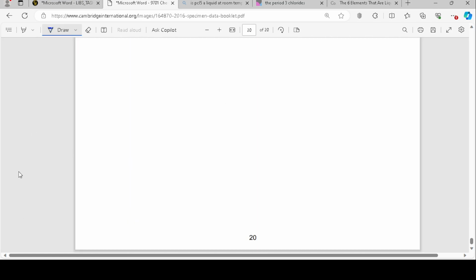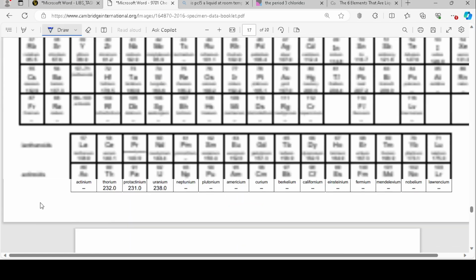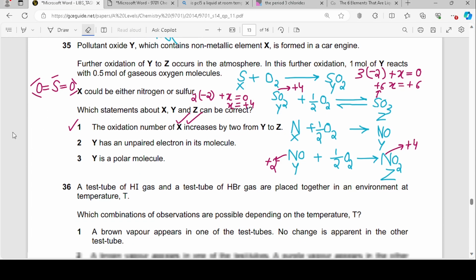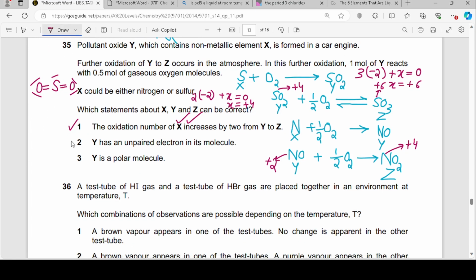Yeah, it is in period 3, sorry, period 3. So therefore it is allowed to have an expanded octet, right? And yeah, so that is true in the case of sulfur. As for the case of nitrogen, in nitrogen's case, the compound Y is nitrogen monoxide, so NO.